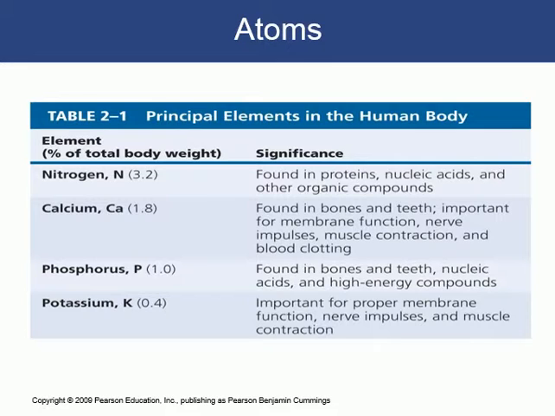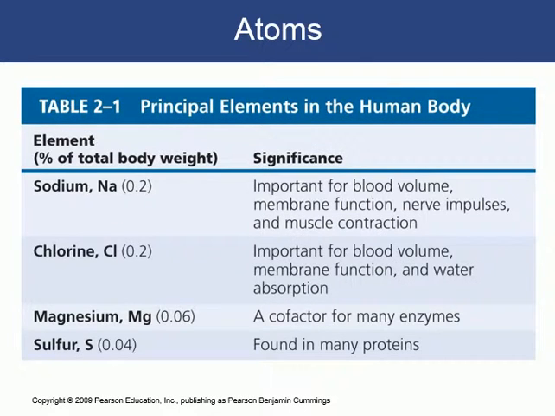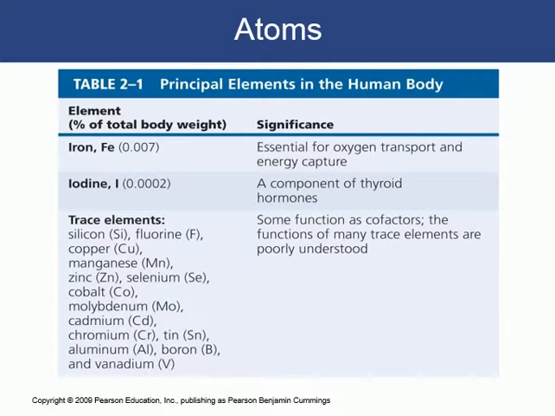Nitrogen is in proteins and nucleic acids, calcium in the bones and teeth, phosphorus the same thing, but it also works in the energy compounds. Potassium and sodium, both of those are important for the nerve signal that we will talk about later on. Chlorine is for the body volume, magnesium for enzymes, sulfur for proteins. So these are all small amounts. The main ones are oxygen, carbon, and hydrogen. Otherwise, everything else is needed in small amounts.